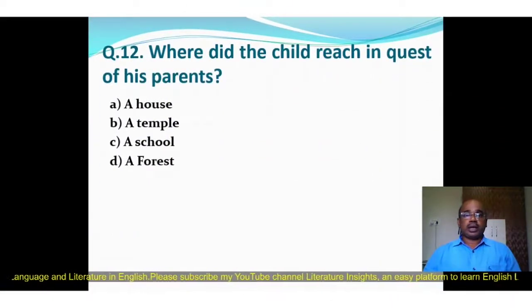Question number 12. Where did the child reach in quest of his parents? A. A house, B. A temple, C. A school, D. A forest. The correct answer is a temple. The child reached a temple in quest of his parents.